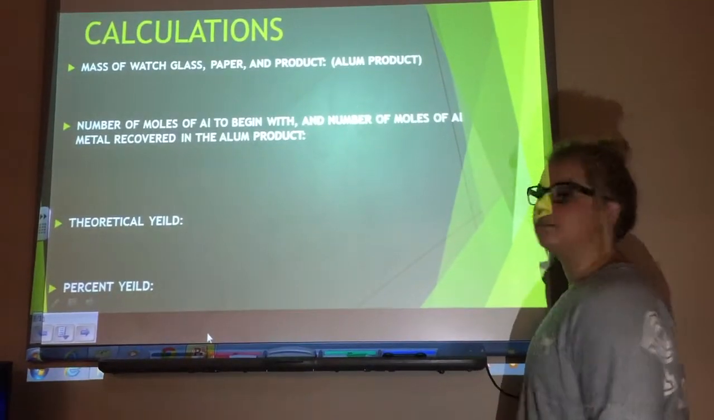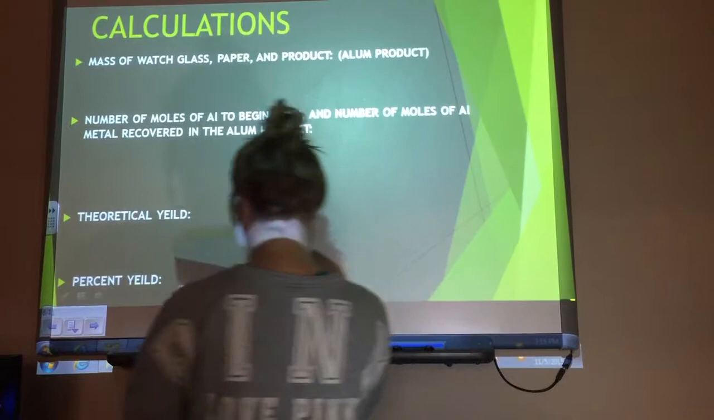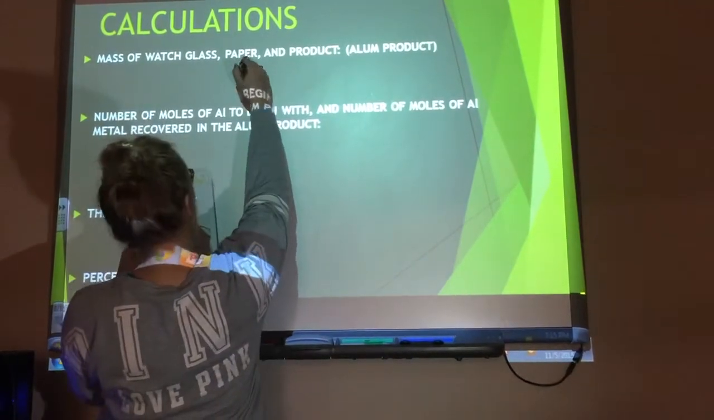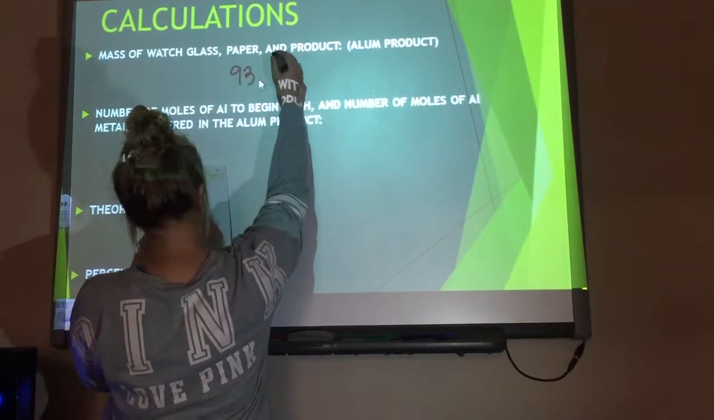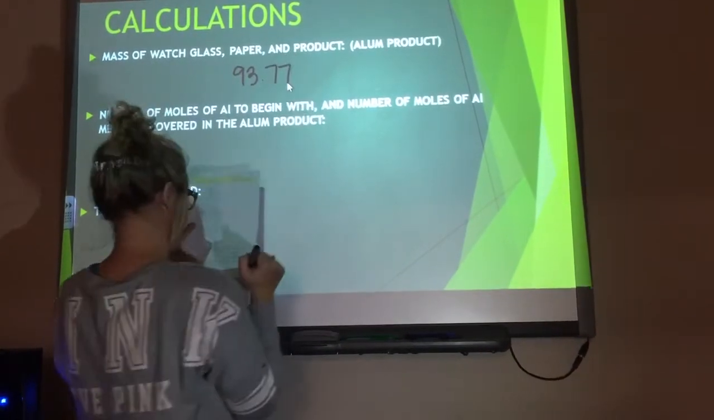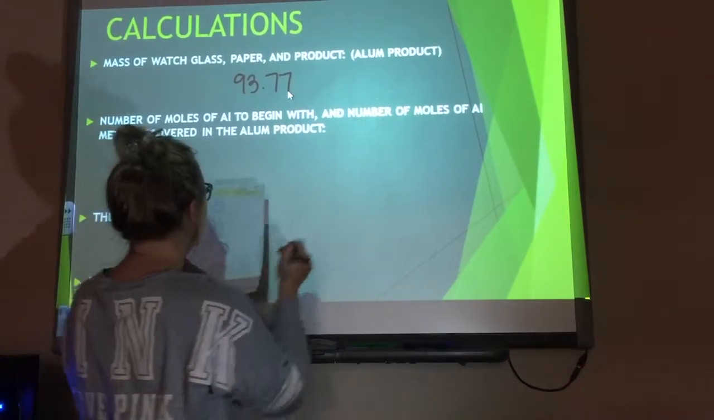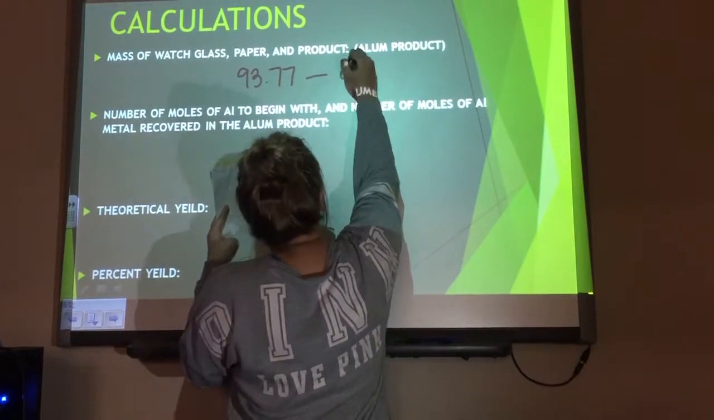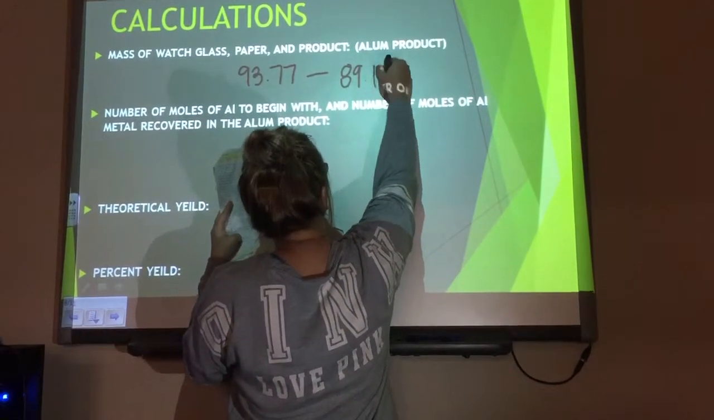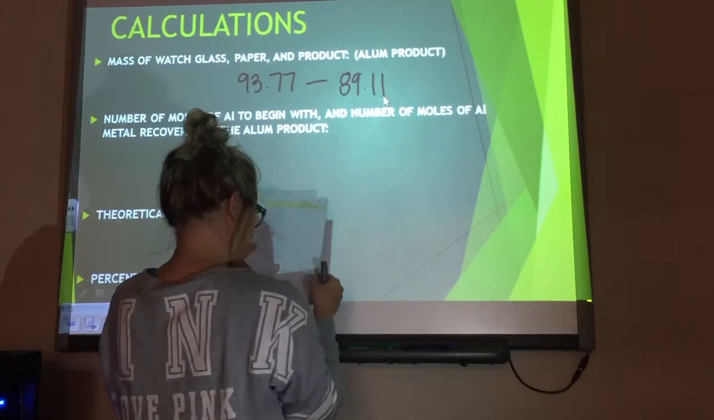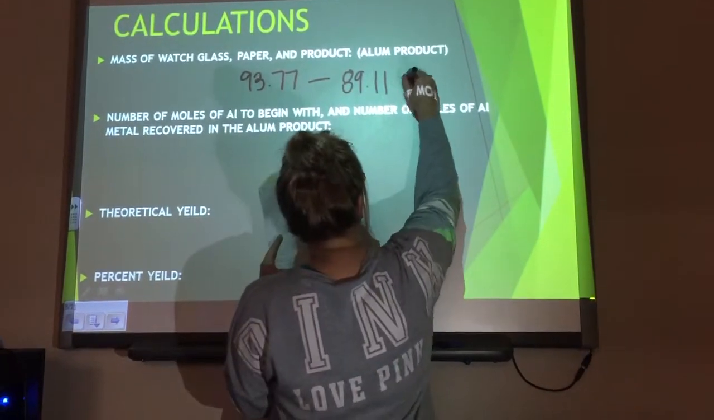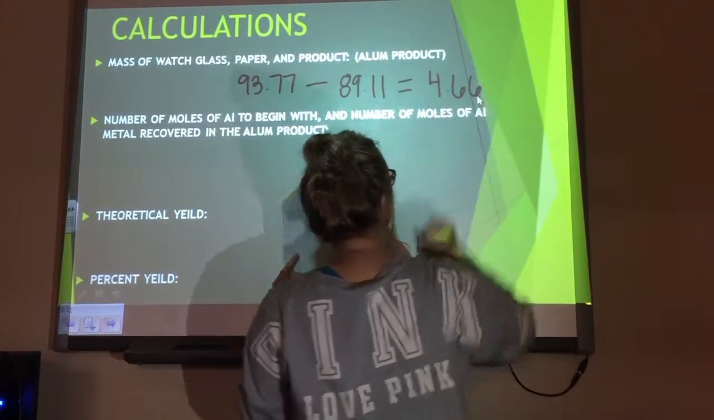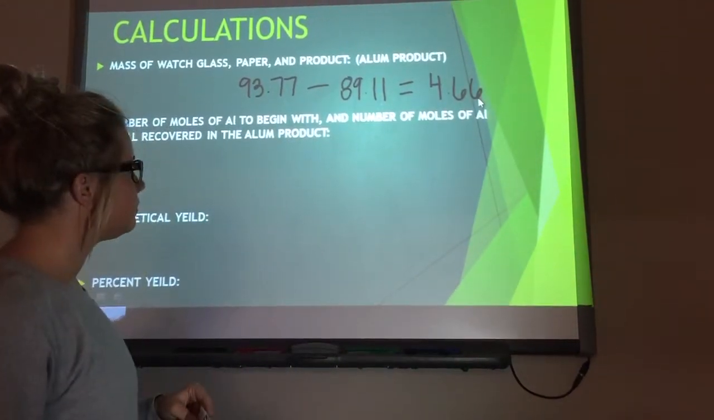To calculate the alum product, we are taking the mass, which is 93.77, and that's the mass of the paper and the watch glass with the product, and subtracting it by 89.11, which is just the paper and the watch glass, and this gives us 4.66 grams.